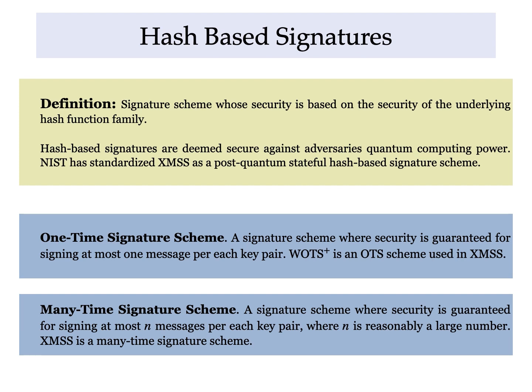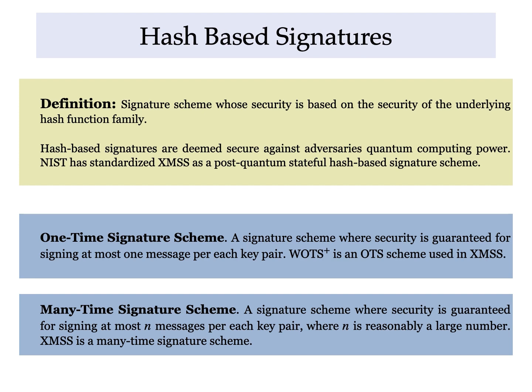To explain XMSS, I need to explain two terms. We have one-time signature schemes, or OTS, which means that the security is guaranteed for signing only one message for each key pair. So if I use one key pair, public key and secret key, for signing more than one message, there is no security guarantee, and maybe an adversary can easily forge the signature. So for each key pair, I can sign only one message.